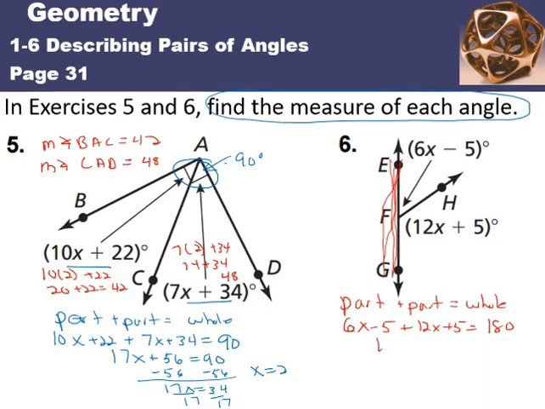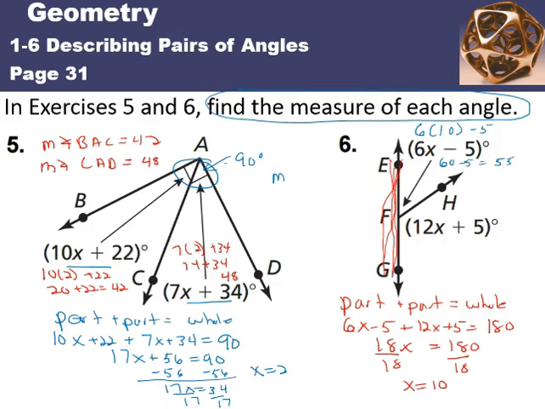Okay, combining like terms, I get 18x, and then negative 5 plus 5 is just 0, so those end up canceling. And then 18x equals 180. I'm going to divide both sides by 18, and I'm going to get that x is 10. But now I have to find the angle, so I have to plug in. So here I'm going to have 6 times 10 minus 5. So that's 60 minus 5, which is 55.